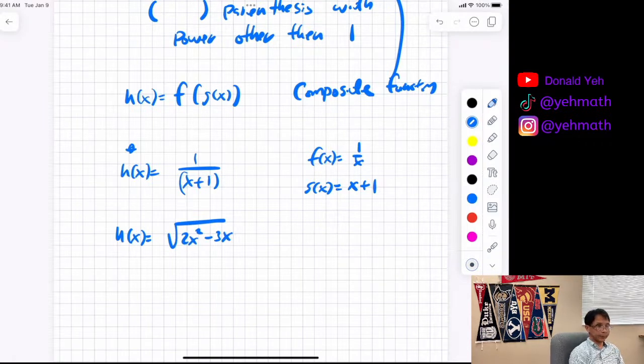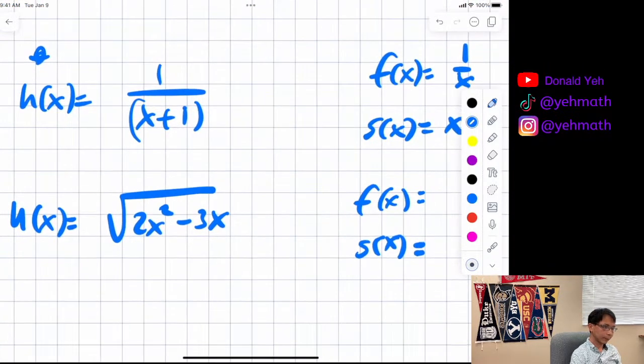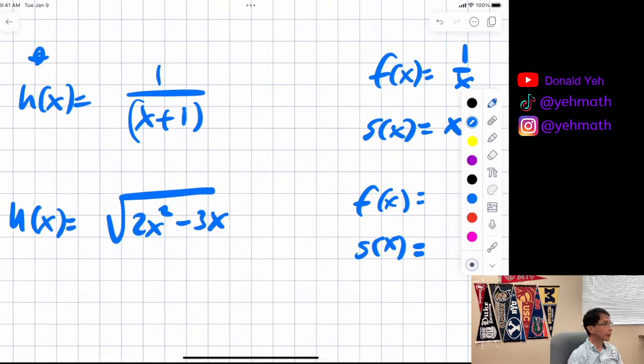Giovanna, what do you think? What is f of x and what is g of x here? What do you think? You gotta try.